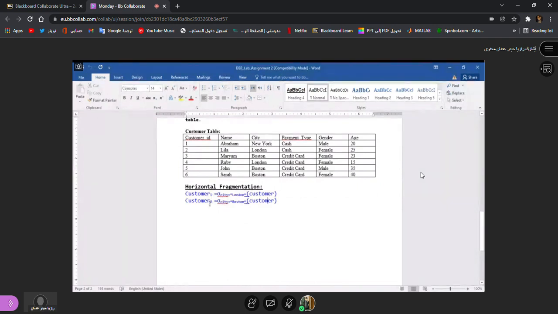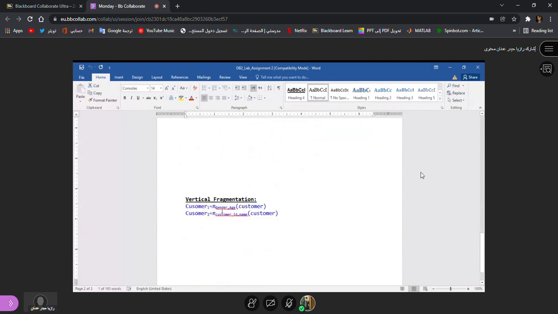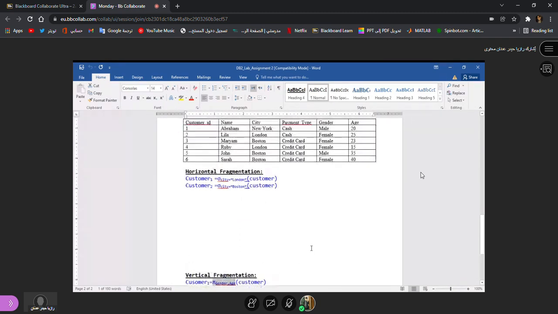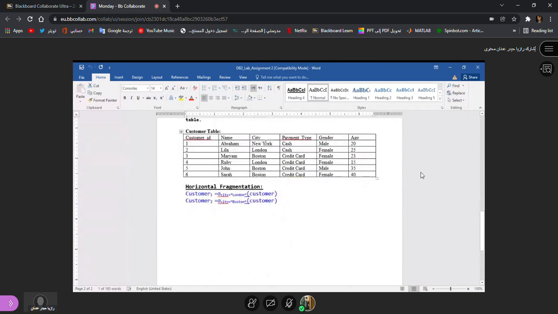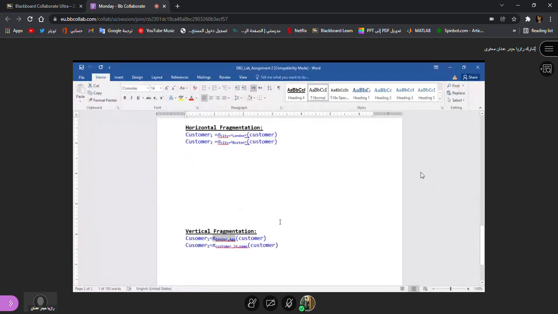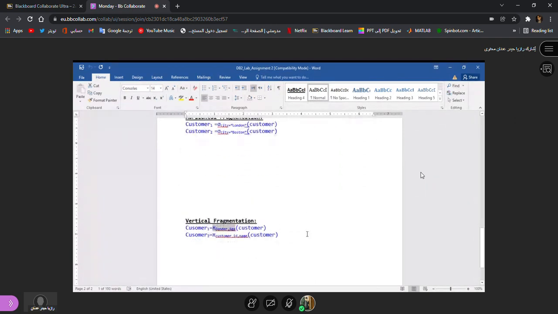Here we have the relational algebra expression, and you have to follow this and divide this table according to this. So you will give me two tables here. Same for the vertical fragmentation. You have to give me two tables here, but you have to apply the vertical fragmentation like I did yesterday. This is the complete table. First divide it into horizontal, two tables, and then divide it into vertical, two tables, according to these conditions.